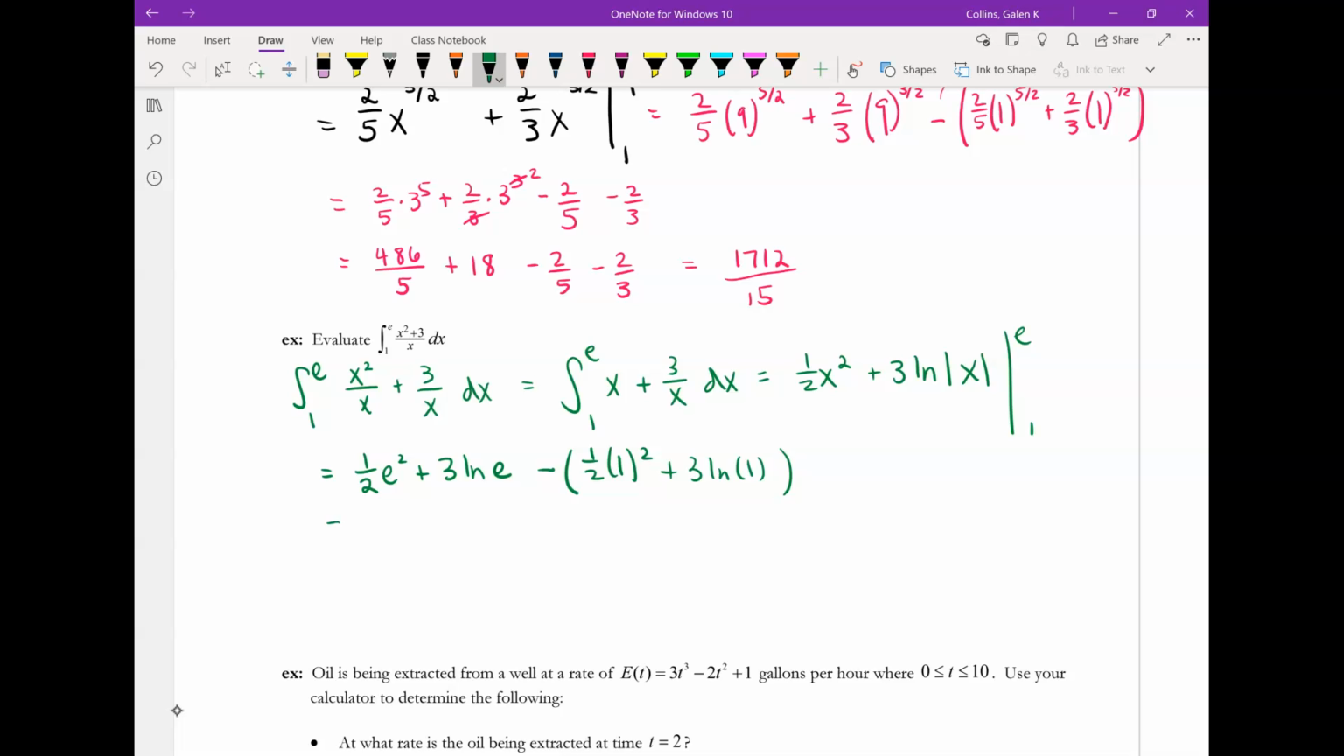All right, so we have 1/2 e squared. The natural log of e is just 1, so this is like 3 times 1. So that's just plus 3. And then minus 1/2. And then minus 3 times the natural log of 1. But the natural log of 1 is 0. So it's like minus 0. All right, so we end up with 1/2 e squared plus 5/2. Or if we wanted to, we could write that as e squared plus 5 over 2.